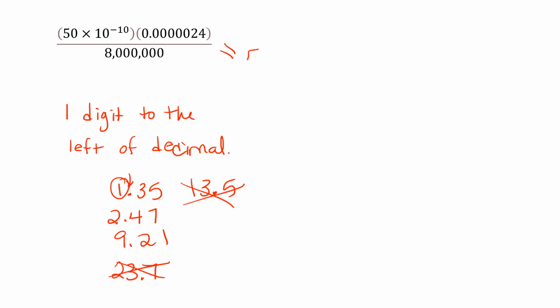50 can be written as 5 times 10 to the first power. Then I also have a 10 to the negative 10. Now I have the number 0.000024. I know that this number is going to have a negative exponent on the 10 because it's a tiny number. So whenever you have a tiny number like that, where you've got lots and lots of zeros to the right of the decimal, you know that your exponent on 10 is going to be a negative number.